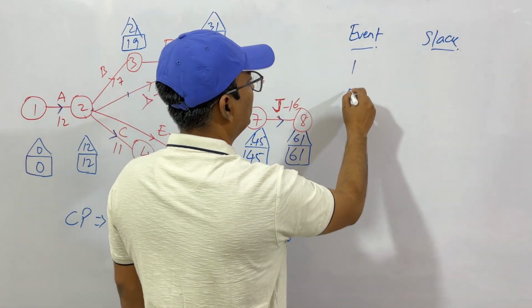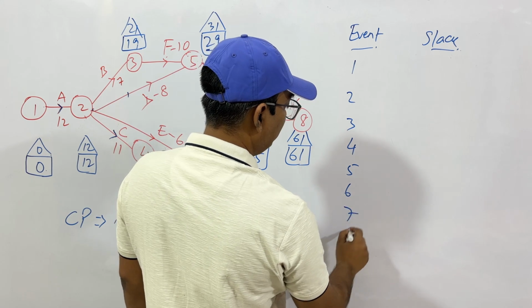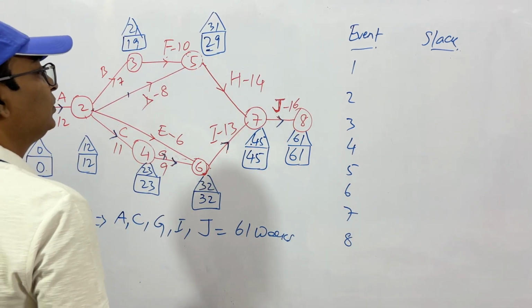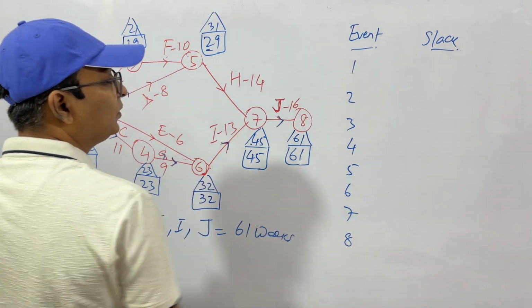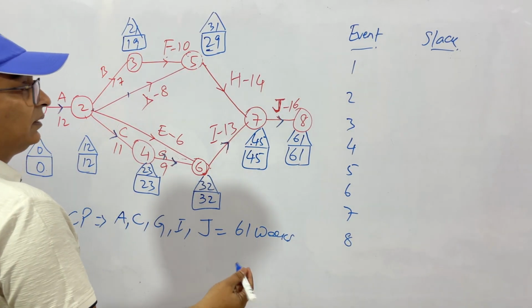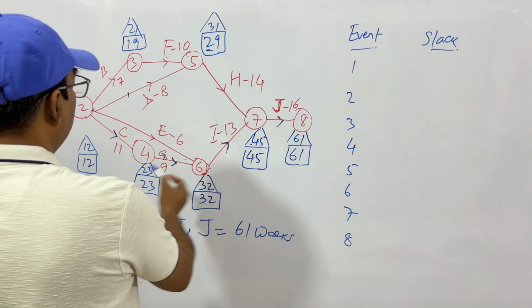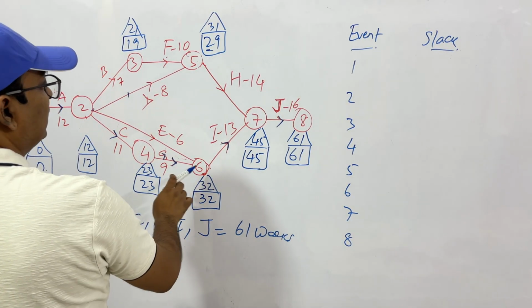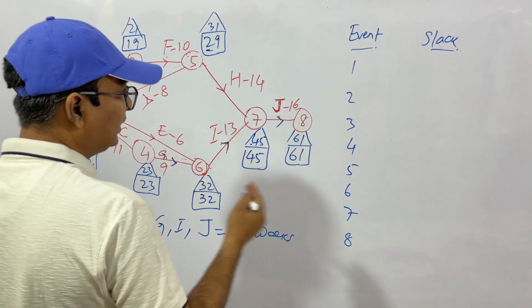That is the way we write. It is up to 8. So we write 1, 2, 3, 4, 5, 6, 7 and 8. And what we do is, the value of backward pass at an event minus the value of forward pass at an event, that is your slack. So obviously on the critical path, you have 1, 2, 4, 6, 7, 8. The slack will be 0. You cannot delay that event.